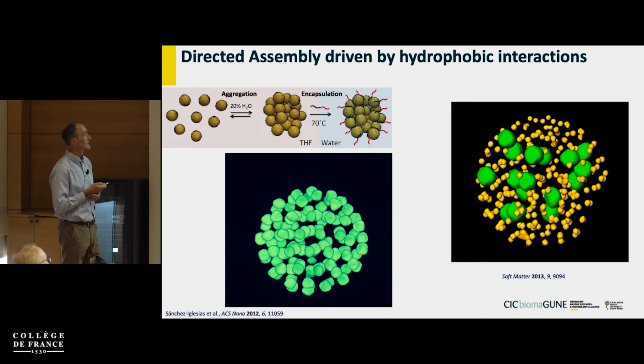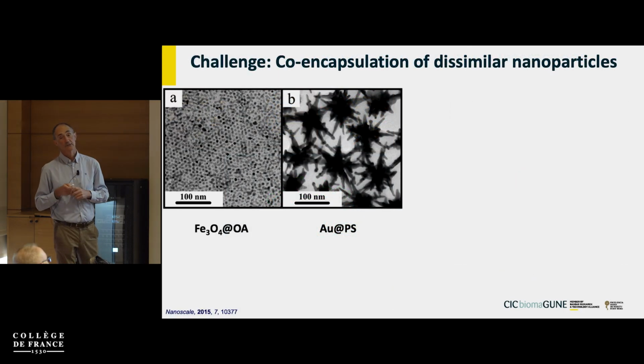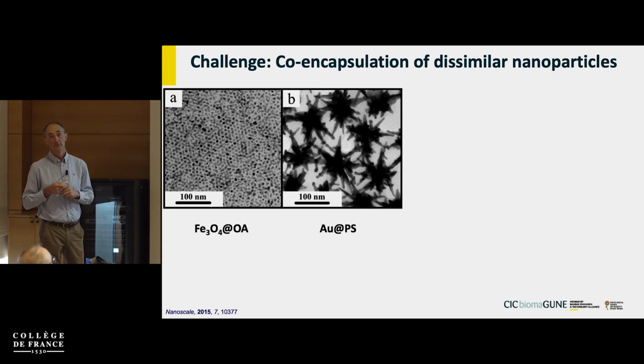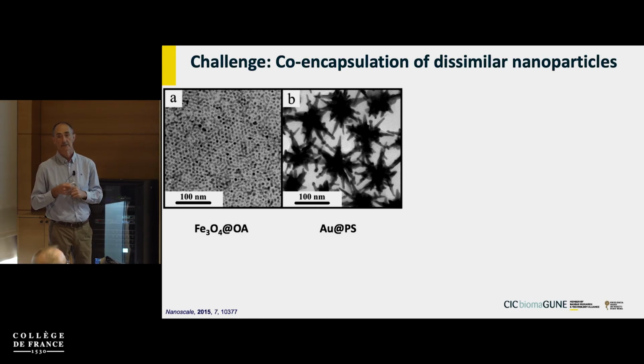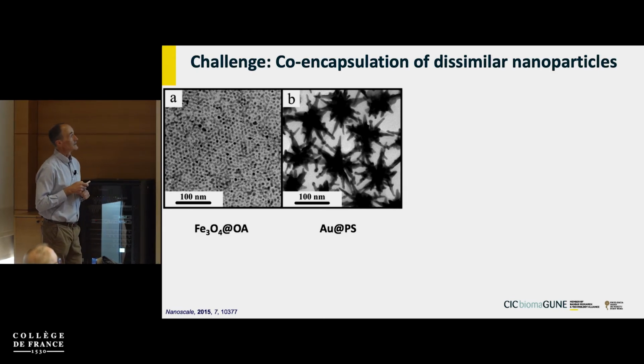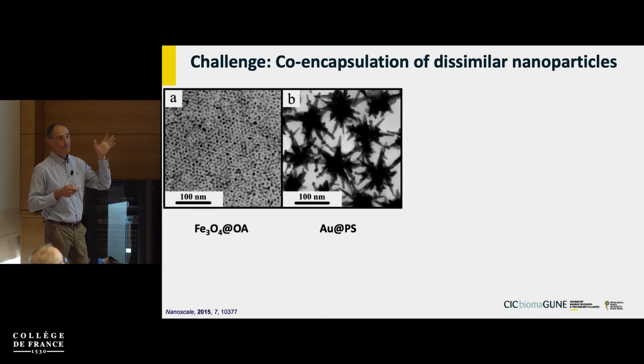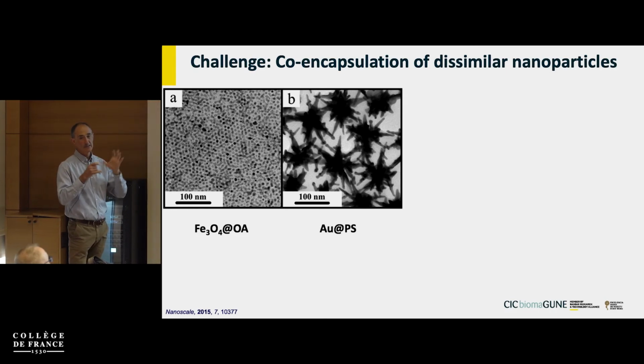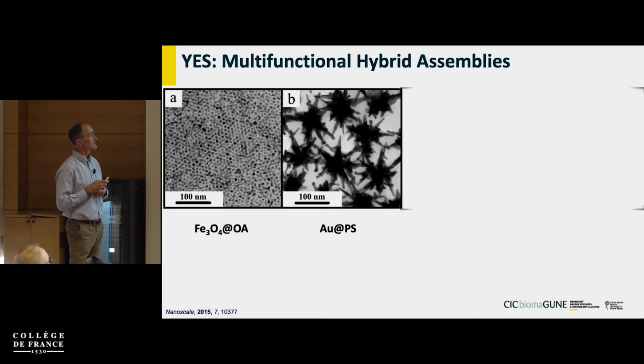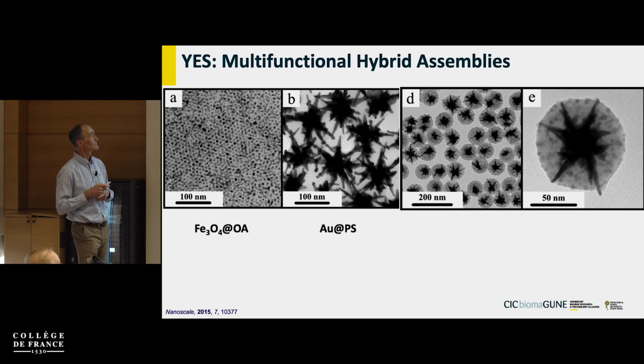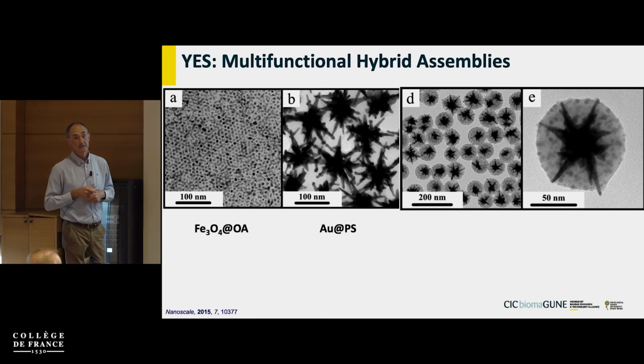Now, then we asked ourselves the question, can we also do this with particles that are completely different to each other? So these are rather big gold stars coated with polystyrene, and these are rather small iron oxide particles coated with oleic acid. And so the question is, will the hydrophobic forces be able to drive the co-assembly of these two very dissimilar systems? And yeah, well, obviously the answer is yes, otherwise I would skip to something else. And so we do obtain particles that look like this.